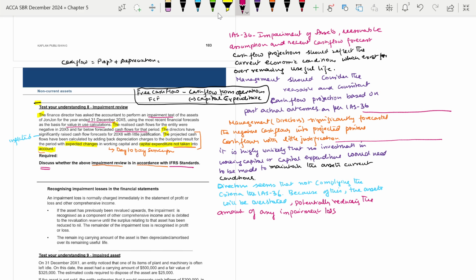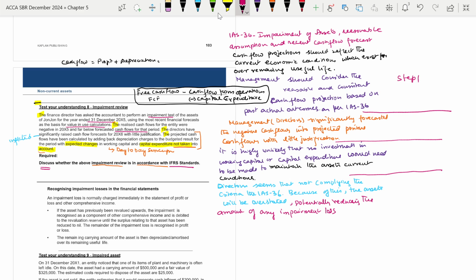It is unlikely that there are no investments in working capital. We cannot say that there will not be any working capital or any capital expenditure. Improvements will be there. When you are talking about forecasting, there will be some realignment for the capital cost. We cannot go with an assumption that it is not going to be there.